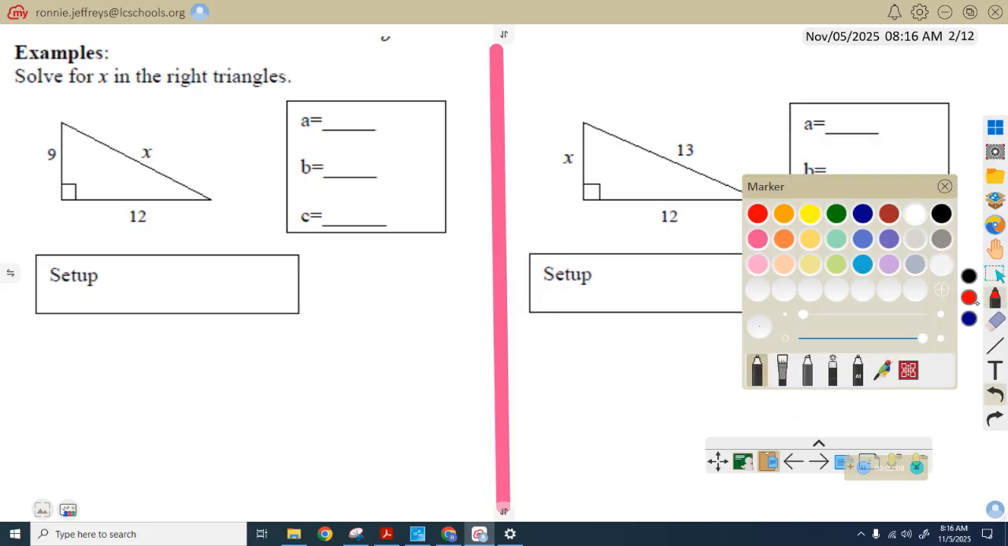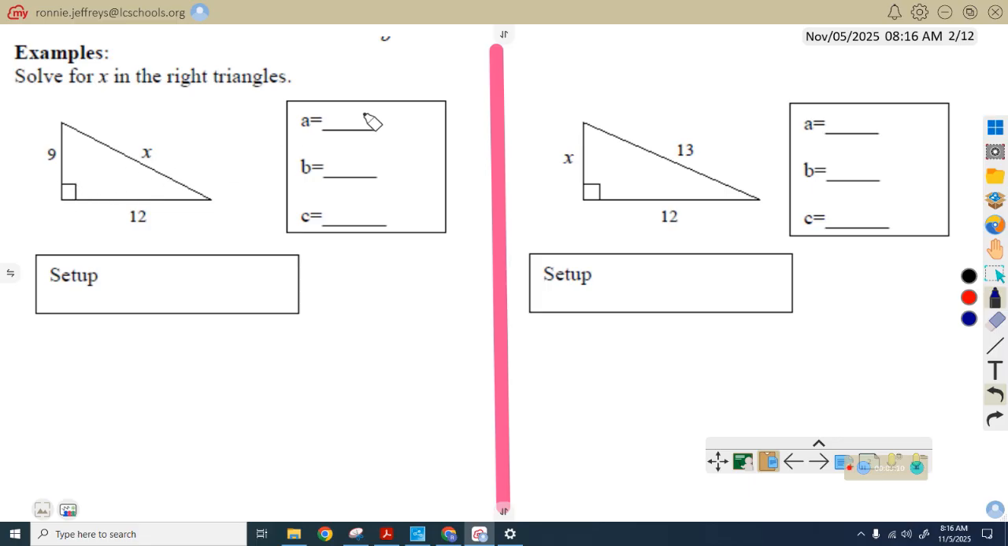Now, if we're looking at this example here, A would be 9. Here's a good thing about this: for A and B, you can just plug whichever numbers you want in them as long as it's not the biggest one. B would be 12, and C we don't know. So we're setting this up: A squared is 9 squared plus 12 squared equals x squared.